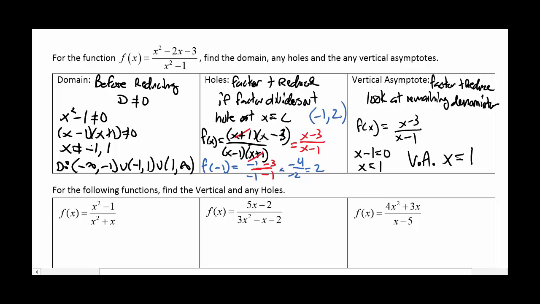But let's identify an order of operations here. We find the domain first, then we factor and look for holes. If we find them, great. If we don't, that's okay. But after we identify holes, then we go on to vertical asymptotes by looking at the denominator.